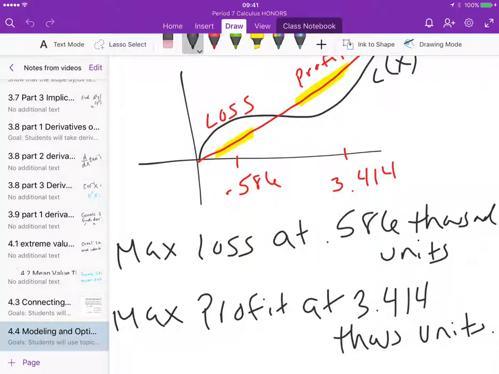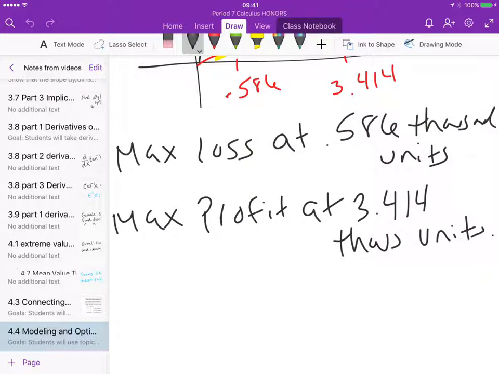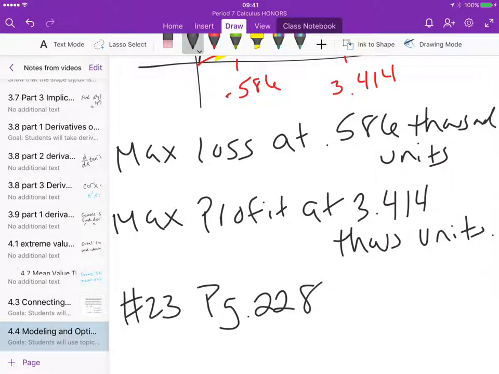What I want you guys to do is to give a shot to number 23 in your book. So number 23 on page 228. Give it a shot. It is an odd number, so the answers are in the back of the book for that, and see what you can come up with in this particular case.